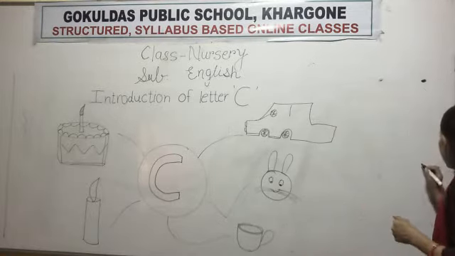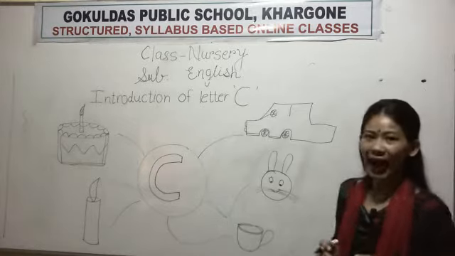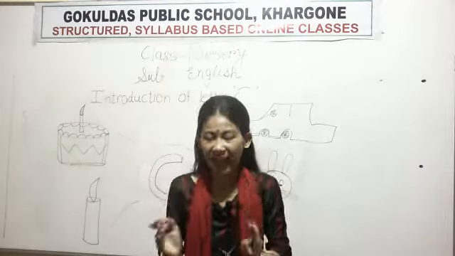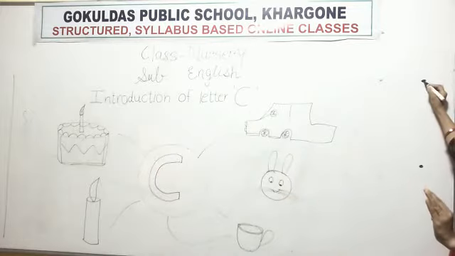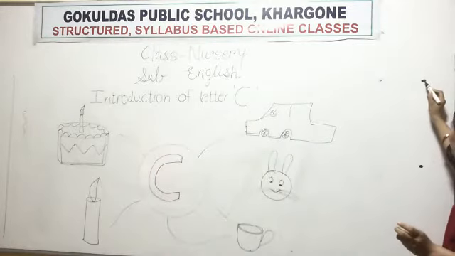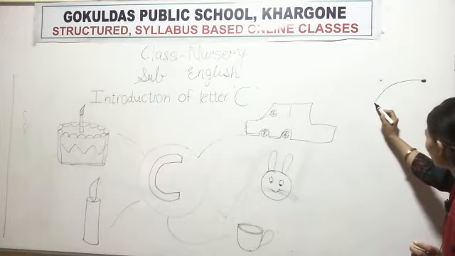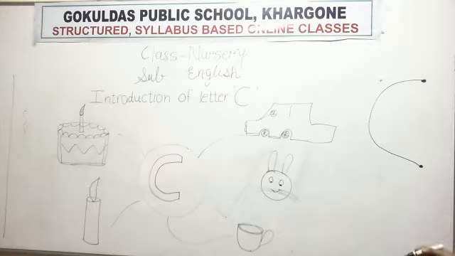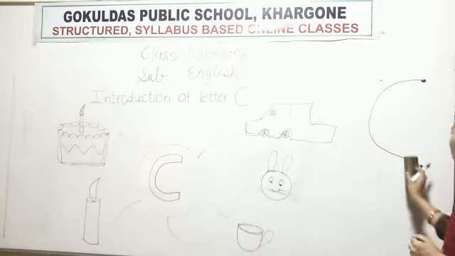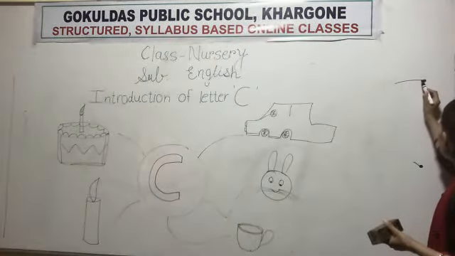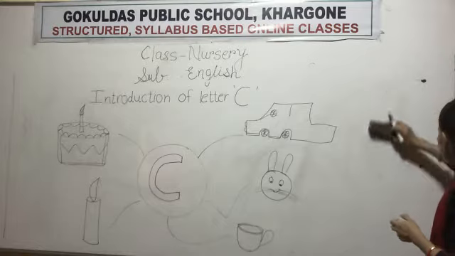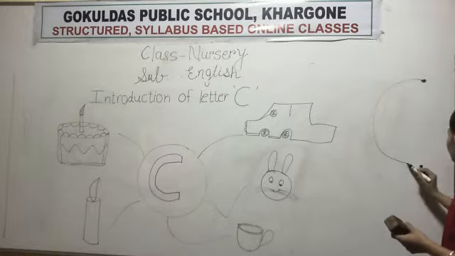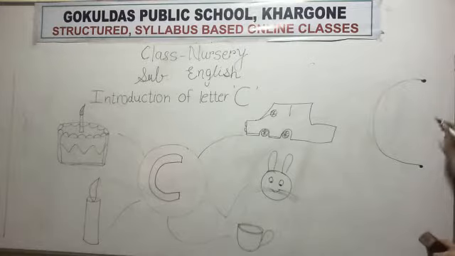See how to make a letter C with the help of the pattern and line concept. We have made the dot. Now make a half curve. Which letter is this? This is letter C. Half curve.